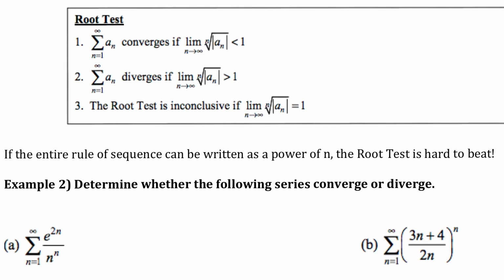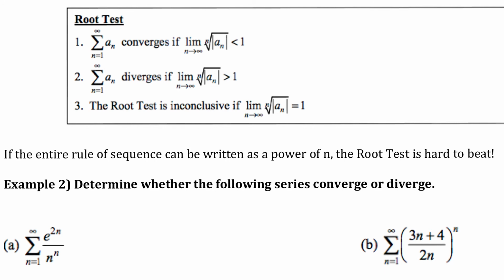So if you have a series from n equals 1 to infinity of a sub n, it converges if the limit as n approaches infinity of the nth root of the absolute value of a sub n is less than 1. So again, if that limit is less than 1, it converges. If the limit is greater than 1, it diverges. And it's going to be inconclusive if the limit is equal to 1.